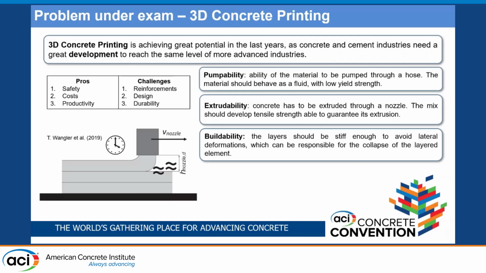There are a lot of pros and cons. For example, one of the pros is safety. In fact, due to automation, there is a reduced number of workers during the construction process. Another pro can be the costs, because we can optimize the shape of the structural elements, reducing the volume and reducing the cost as well. And also productivity can be increased due to the automation during the construction process.